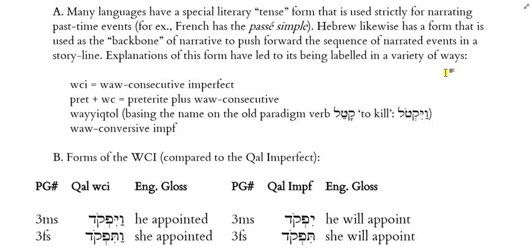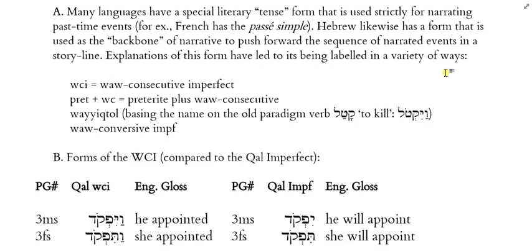Some refer to this as a preterite plus Vav consecutive, pret plus WC. This is what Ross describes it as. It's a bit more accurate. These prefix forms are not technically imperfect forms, but they're old Hebrew preterite forms, which are prefix forms that were used for past time action, but they have a special Vav on the front of them that's not like your normal Vav. So he calls these preterites plus Vav consecutives. Others just simply call them Vayiktol forms, using katal, the verb to kill, which used to be one of the standard paradigm verbs.